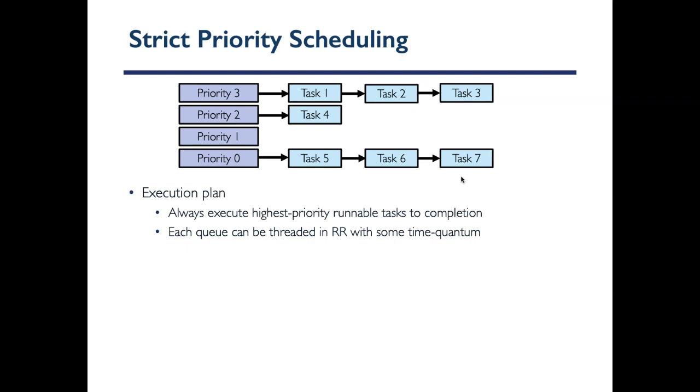So there are multiple ways that you can look at this, how you want to go through these priorities. Within each priority, you could do multiple things. Let's say you have multiple tasks with the same priority. You could basically do round robin. You could do first come, first serve. It's basically up to you what you want to do within each priority.